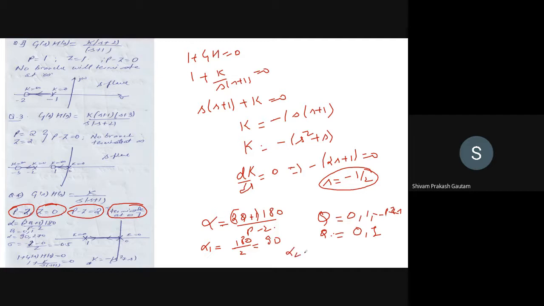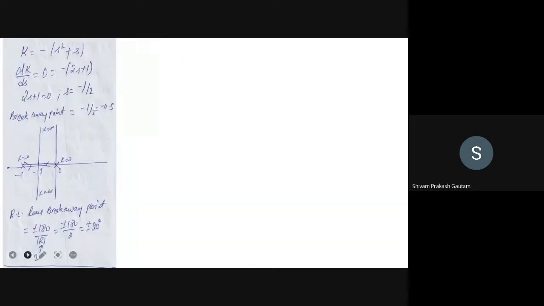And alpha 2, when you put Q is equal to 1, you will be getting 3 into 180 degree upon 2. This will be equal to 270 degree. So you can see that I've already calculated here. So alpha is equal to 90 and 270 degree. And the breakaway point we have already calculated, that is minus 1 by 2. That is here, right? You can see that the breakaway point I have already calculated, that is dk by ds was coming like this, and the breakaway point was finally minus 1 by 2.